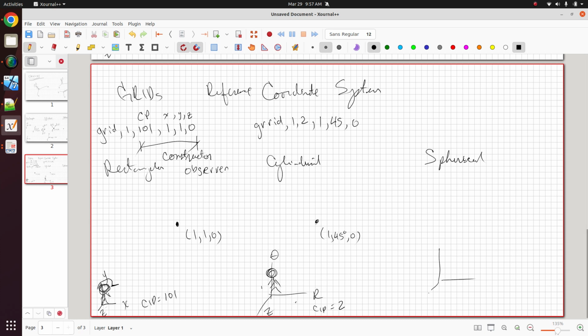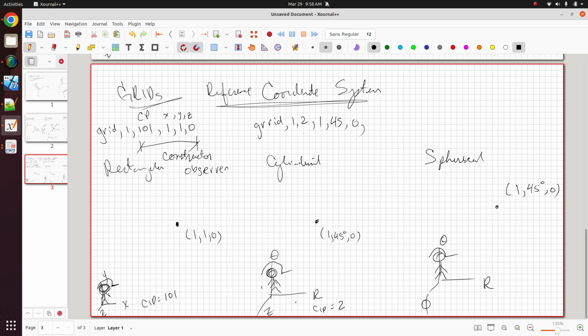And let's go ahead and do this for the last coordinate system, spherical. So we have r, theta, and phi. And then we have a point there. We're going to say that the point is 1, 45 degrees, and 0. And this is all from a different observer, which is the construction observer's perspective. So this is what a reference coordinate system is on a grid entry. It's the constructor's observation coordinate system, if you will.